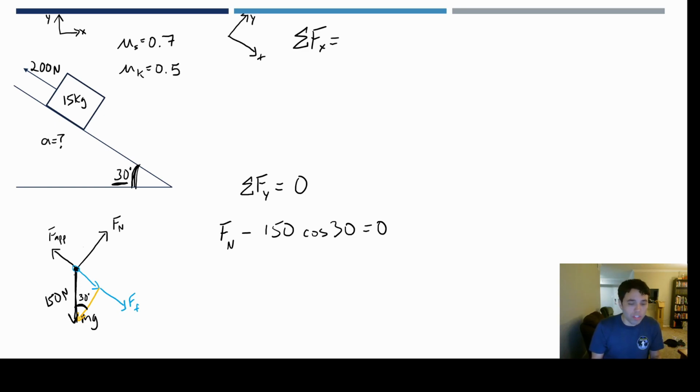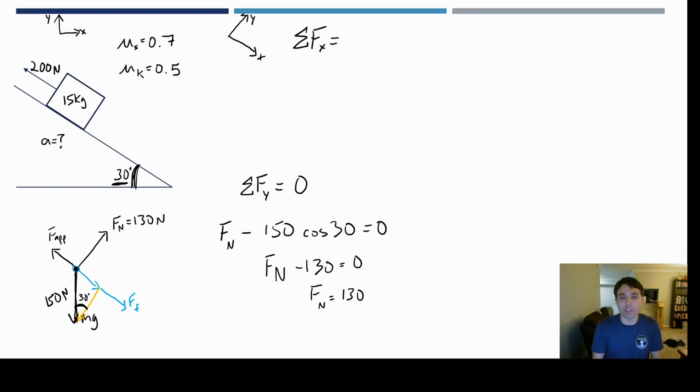All right, so 150 cosine 30 is, I think, 120, but I'll double check. Yep, 129.9, so 130 looks good. So it's Fn minus 130 equals 0. So I'm going to add the 130 over to that side. So Fn equals a positive 130 newtons. Cool, I'm going to label that now, 130 newtons there. All right, excellent. So now I know all my vector components in the y direction.